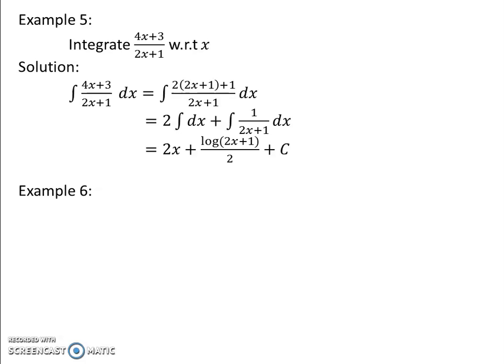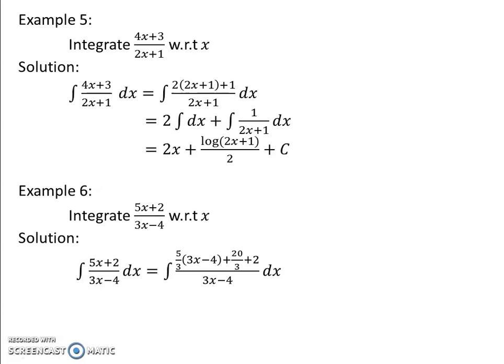Next example, the last example of this video. Integrate 5x plus 2 upon 3x minus 4. Again, the same thing we have to do. We have to adjust the denominator in the numerator. So 3x minus 4 has to be adjusted in the numerator.